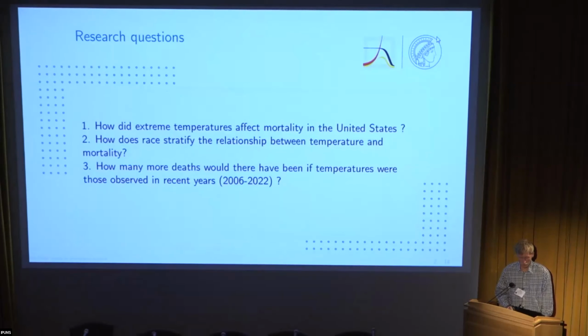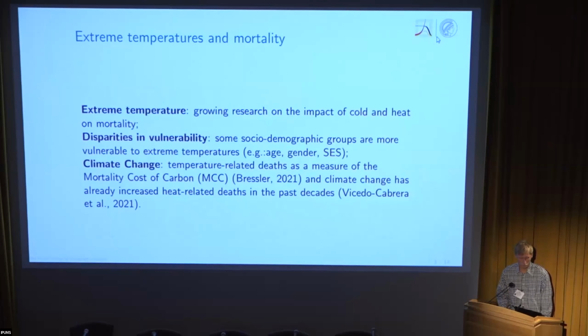So in this paper, we focus on 3 main research questions. The first one is, how do extreme temperatures affect mortality in the United States? And how does race stratify the relationship between temperature and mortality? And thirdly, how many more deaths would there have been if temperatures were those observed in recent years, from 2006 to 2022, in which there have been several occasions of extreme temperatures compared to previous periods?